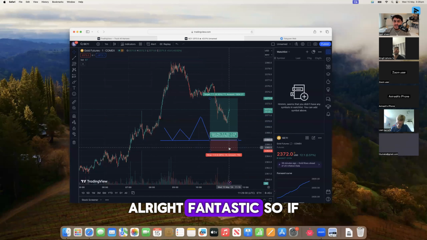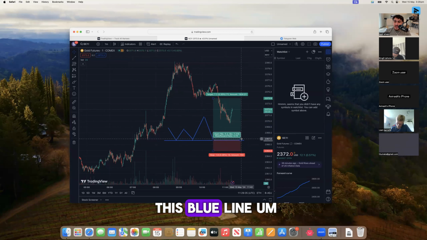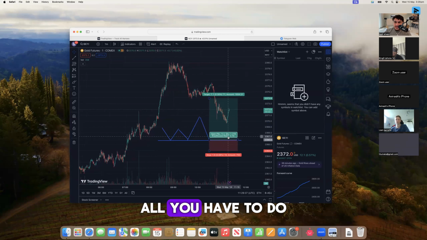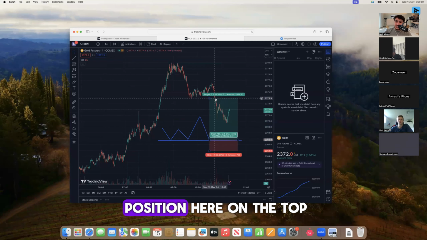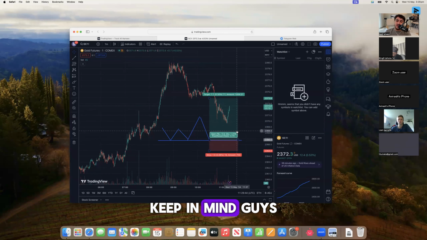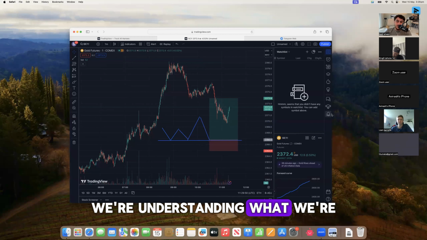All right, fantastic. So if, for example, we were going to take this trade on this blue line, all you have to do is open this long position here on the chart. Keep in mind, guys, that we don't actually do any trading on TradingView. This is just so that we know what we're doing. We're tracking our trade. We're understanding what we're doing before we do it.